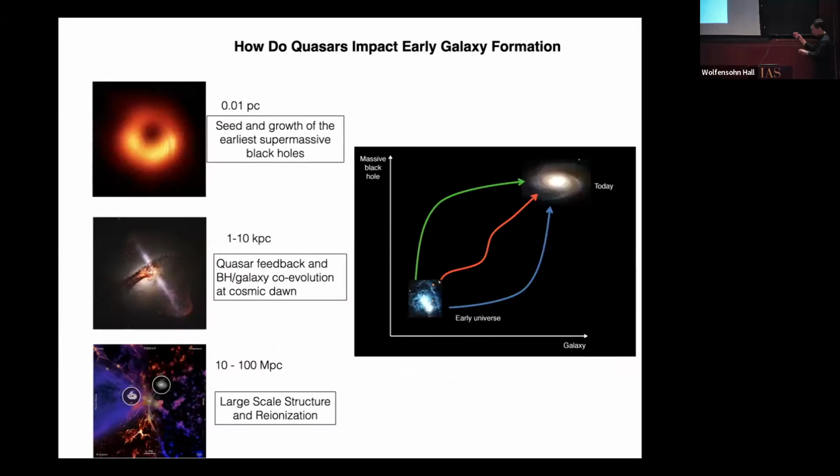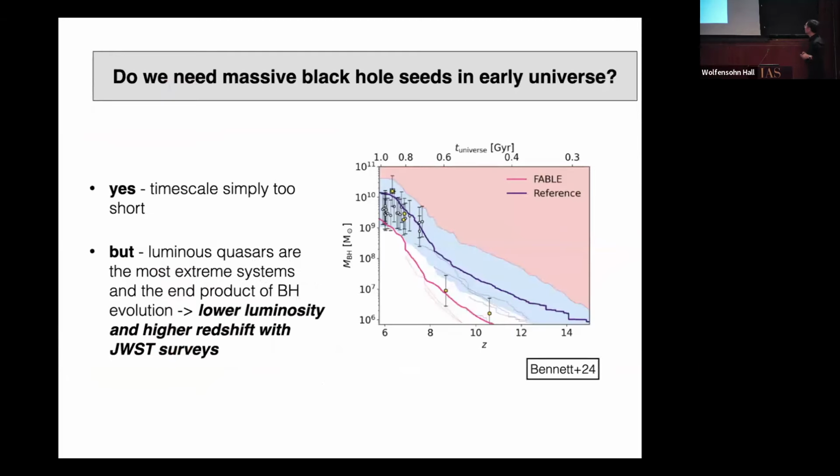All right, so we come back to the questions we raised earlier. We try to connect the different scales of physics and try to understand how high-redshift quasars evolve into the massive galaxies we see today. I want to just show some of the things that I think are going on, what we learned from it. First, do you need massive seeds? I think the answer is yes, just because the time scale is short.